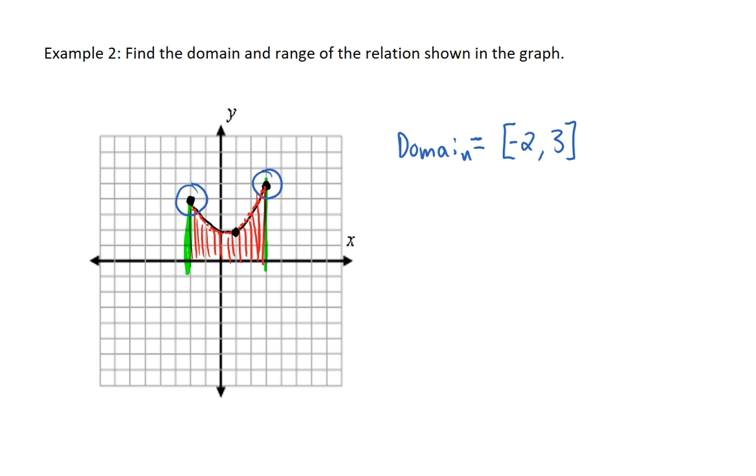But regardless, that's how you do the domain. You read it back to the x-axis and you express the range of values there using interval notation.